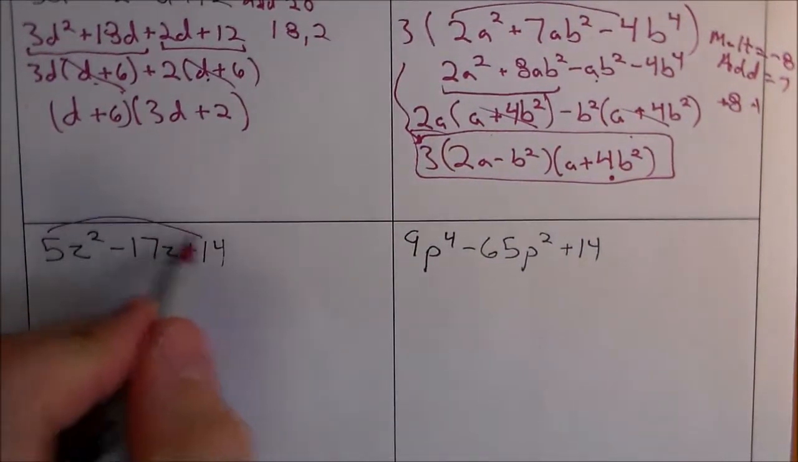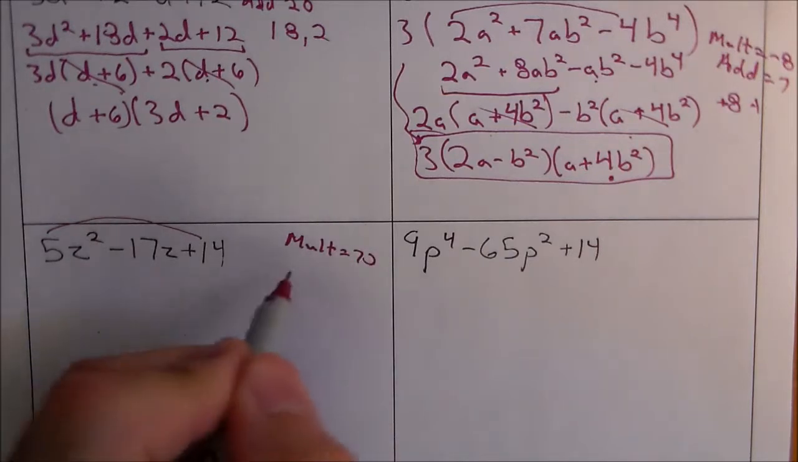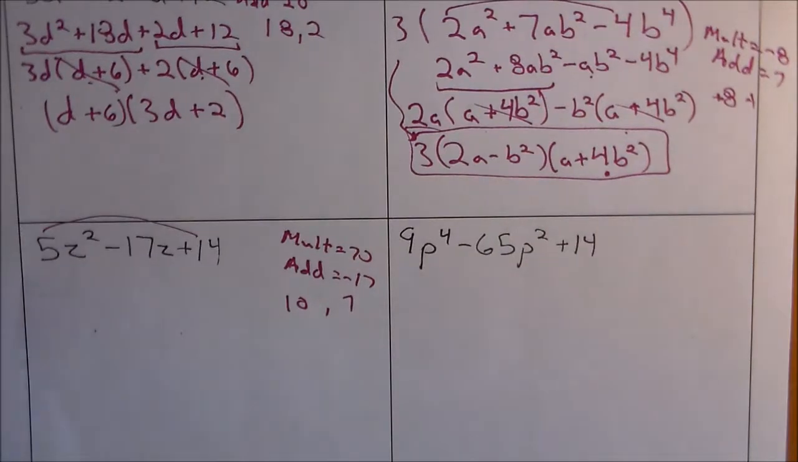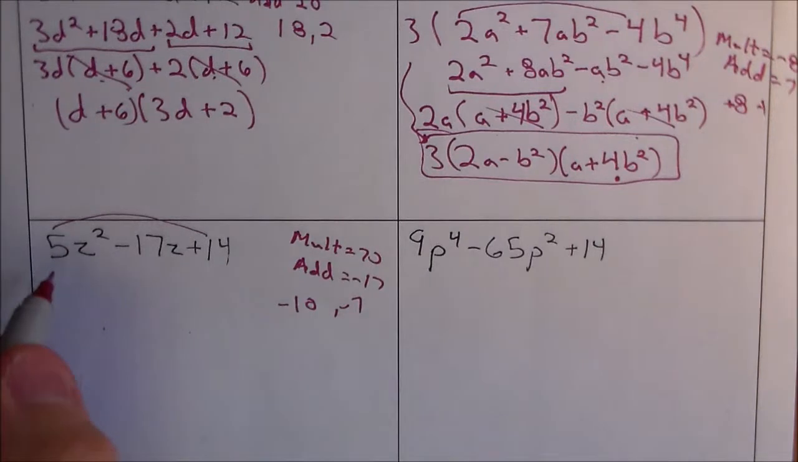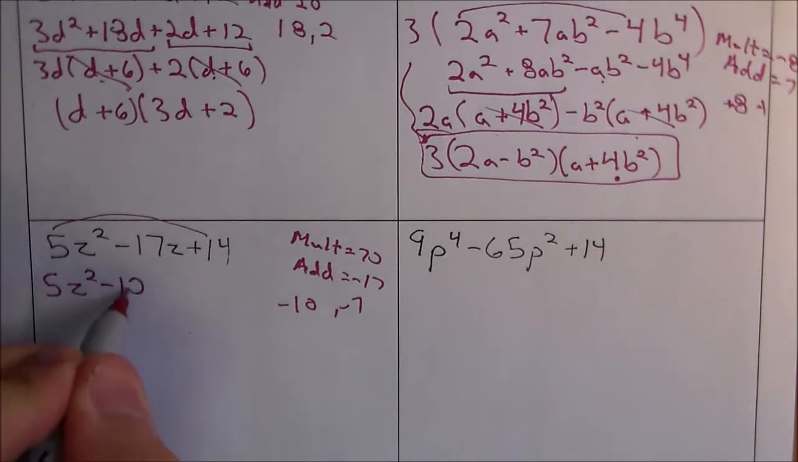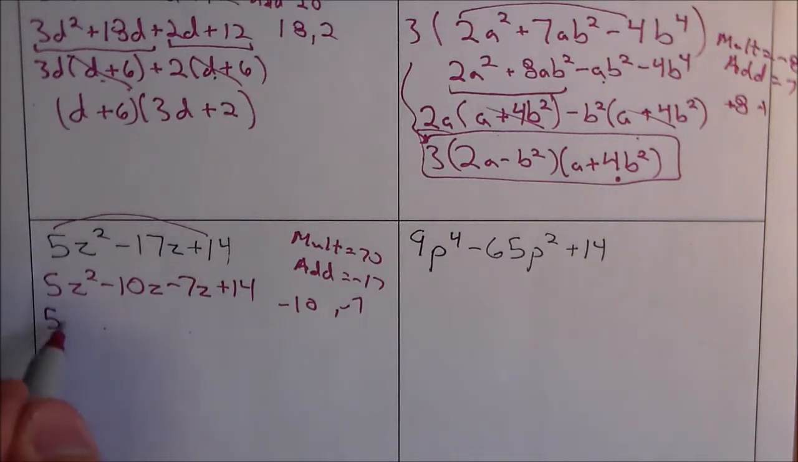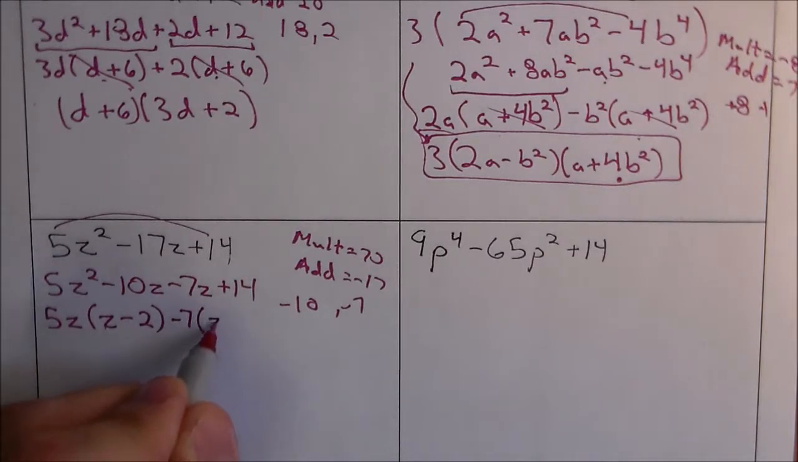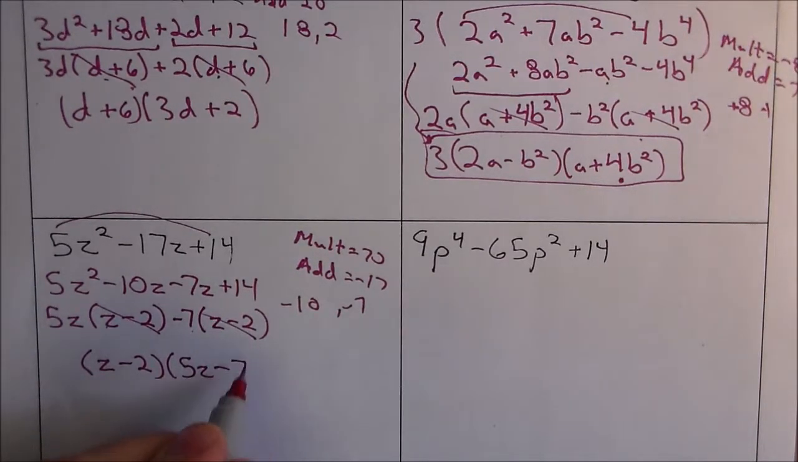Moving down, we got 5 times 14 is 70, and that adds to negative 17. So 10 and 7 are what multiply to 70, but since it adds to a negative, I got to make them both negative. So we got 5z squared minus 10z minus 7z plus 14. I'm going to factor out a 5z, leaves me with z minus 2. Factor out a negative 7, z minus 2. Z minus 2 is the common factor. That comes out, and I'm left with 5z minus 7.